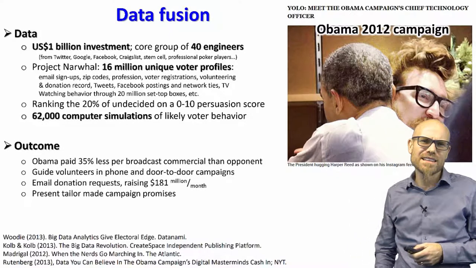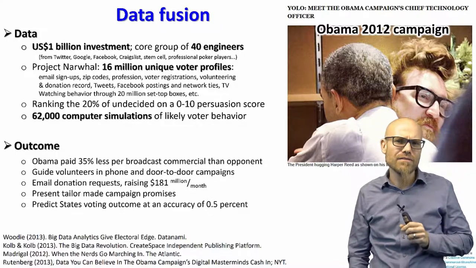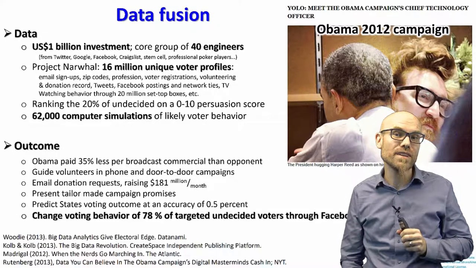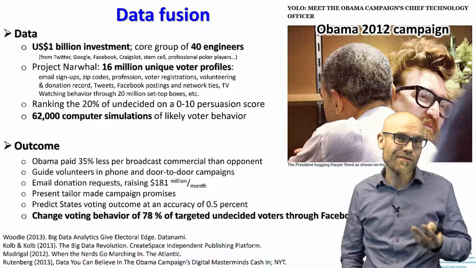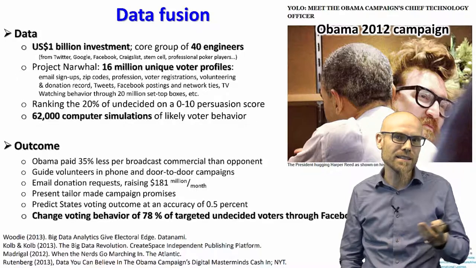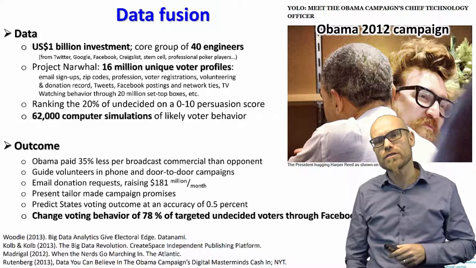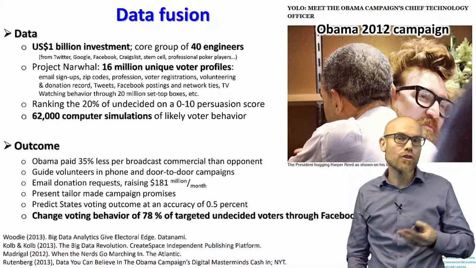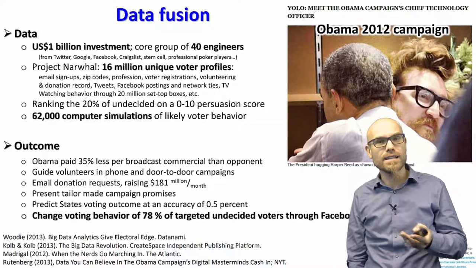What they did with that, basically, they were able to change the voting behavior of almost 80% of the targeted undecided voters through Facebook. That has been reported, so it's a very high percentage, right? 80%, and some people say, well, that's how Obama won the 2012 campaign. This, of course, was several years ago, and now these ideas have been fine-tuned.